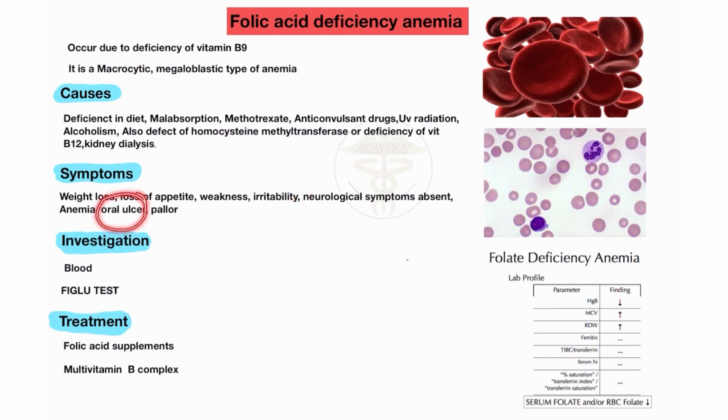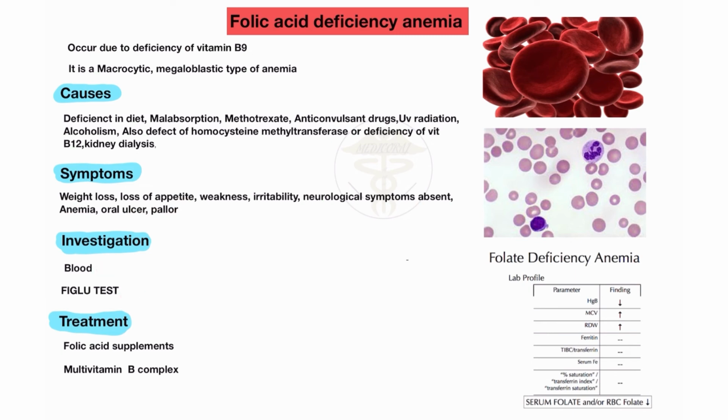And oral ulcer is present, which is also a very important symptom. Oral ulcer and pallor appear in folic acid deficiency anemia. Please learn this oral ulcer, and there are no neurological symptoms in folic acid deficiency. This is very important. What is the investigation? For investigation we will take blood and the Figlu test.